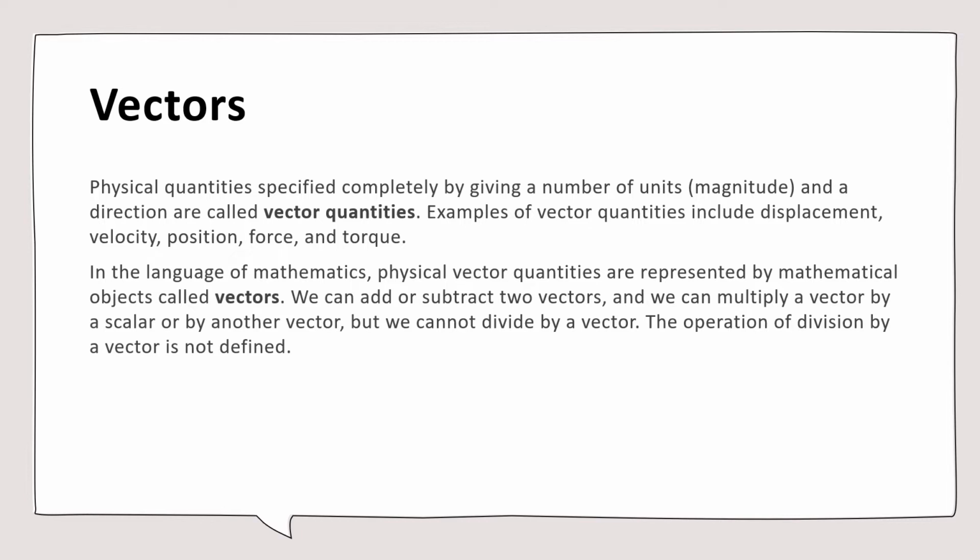We can add or subtract two vectors, and we can multiply a vector by a scalar or by another vector, but we cannot divide by a vector. The operation of division by a vector is not defined.